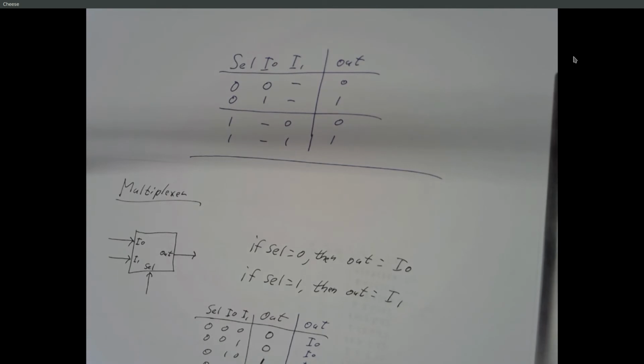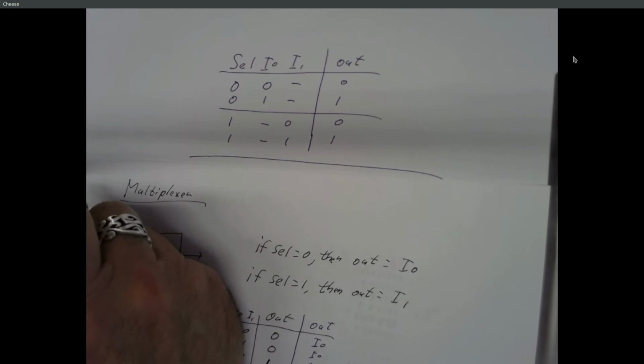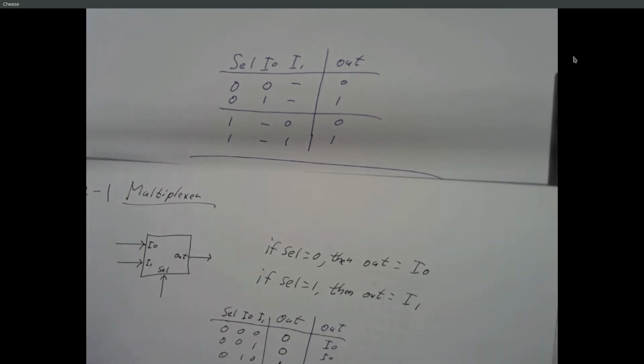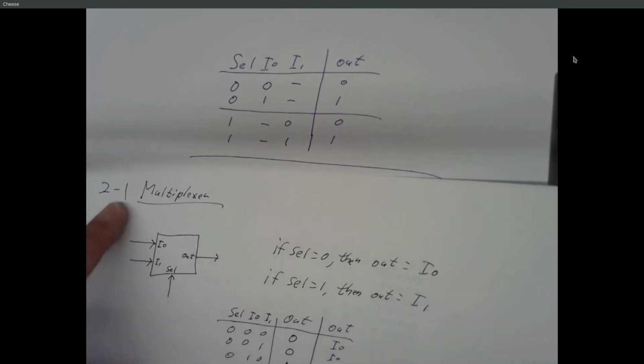All right, so that's a 2-to-1 multiplexer. It takes two inputs and gives you one output. And multiplexers are often identified as A-to-B, A inputs, B outputs, and it's generally one output.